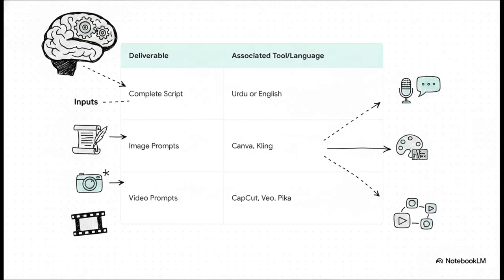Now, what's really interesting about this slide is the massive payload of production outputs the AI promises once you actually give it those correct inputs. I mean, you get full deliverables. We're talking a complete scene-by-scene storyboard and your entire script. It can write out narration in Urdu or English and even generate specific image and video prompts perfectly dialed in for creation tools like CapCut, Canva, Kling, Veo, or Pika. You literally just give it simple text or images, and boom, it hands you a complete production toolkit.